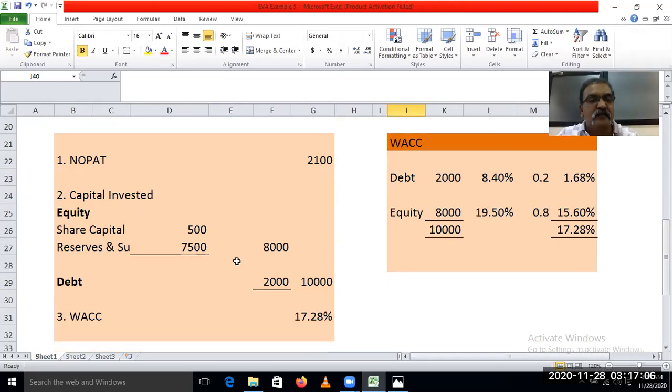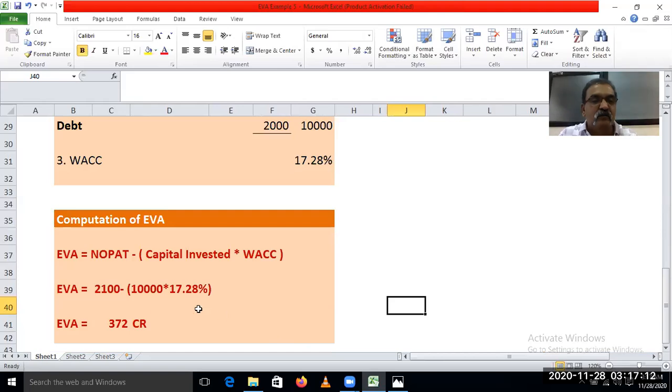Accordingly, we calculate the individual cost of each capital and then the weighted average cost of capital. After getting these three components, NOPAT, capital invested, and WACC, we can easily find out economic value added. The economic value added for this example is rupees 372 crore. I hope you understood this one.